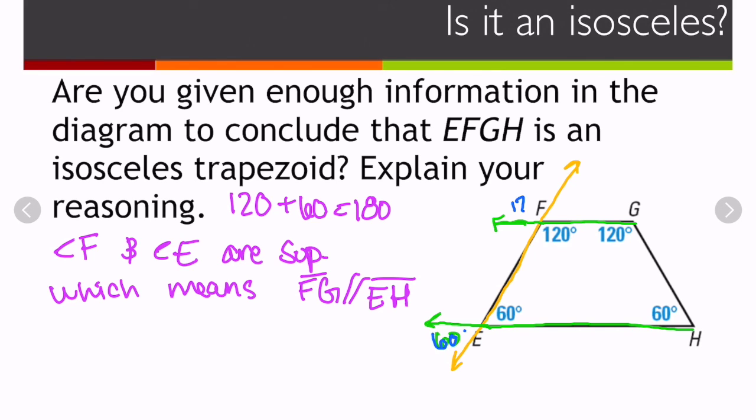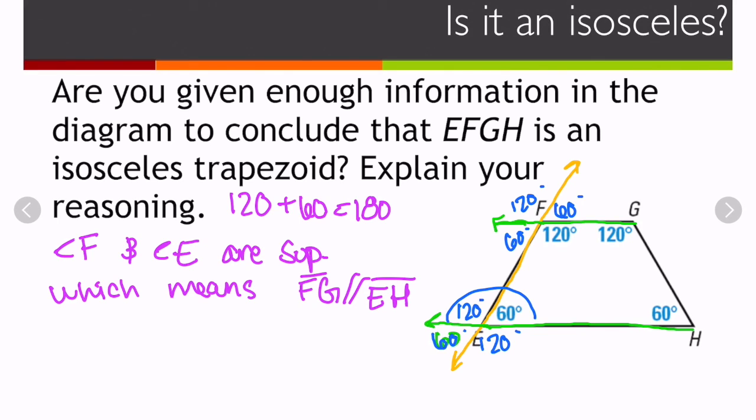By vertical angles, this has to be 60. Then by supplementary angles, this has to be 60 because 60 plus 120 equals 180. This would have to be 120. By supplementary, these have to be equal to 180, so it would also have to be 120.